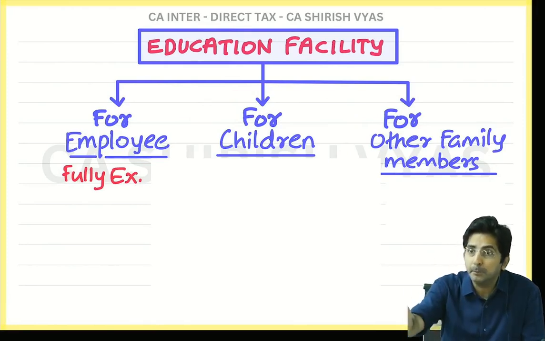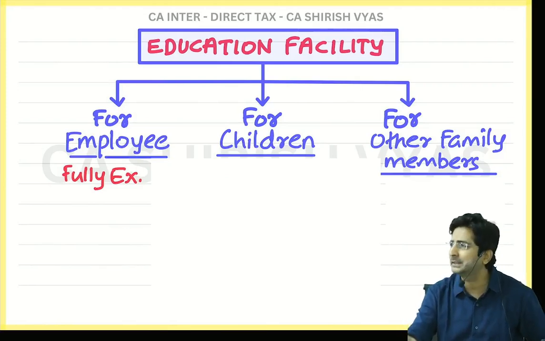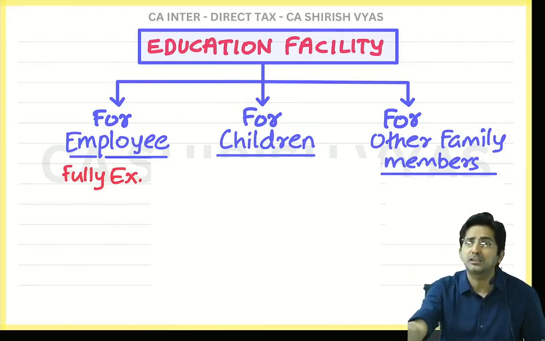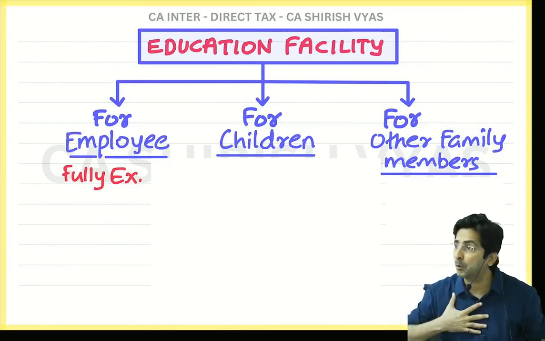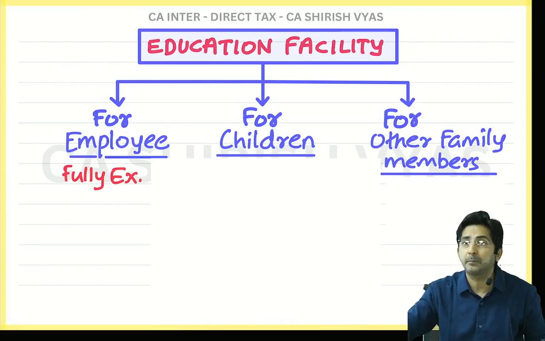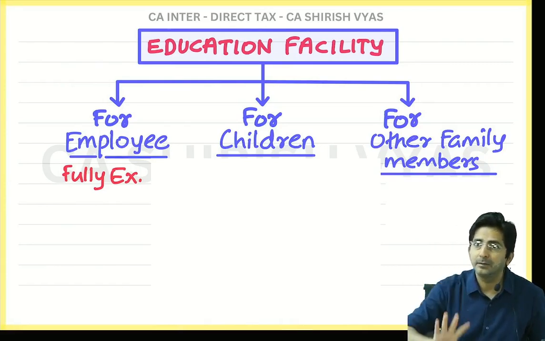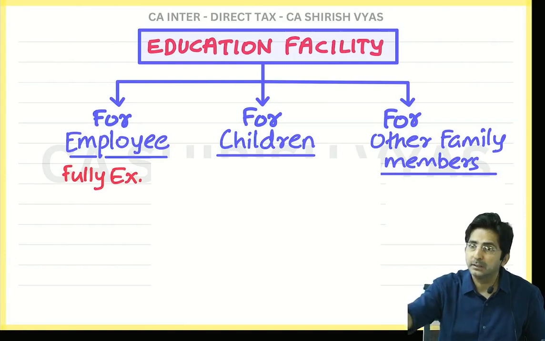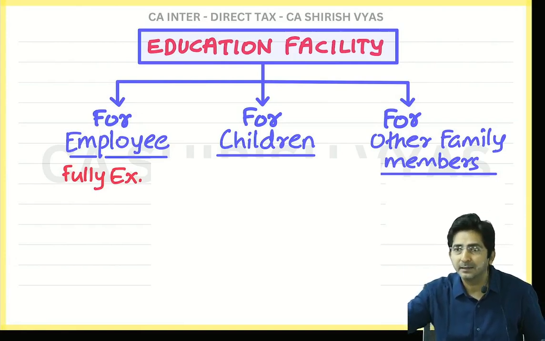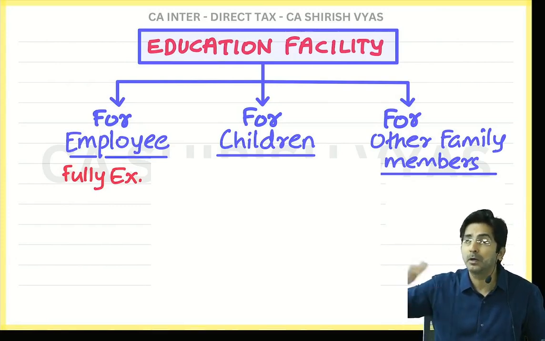It will be exempt because children are meant to study. And after all, education is a basic thing. And if children will not study, then who will study? So if the company is providing a facility for children's education, it's exempt. 1,000 per month, per child. No limit on the number of children here. Even if your 10 children are having education, education is a necessity. It will be exempt for all children, but 1,000 per month per child.